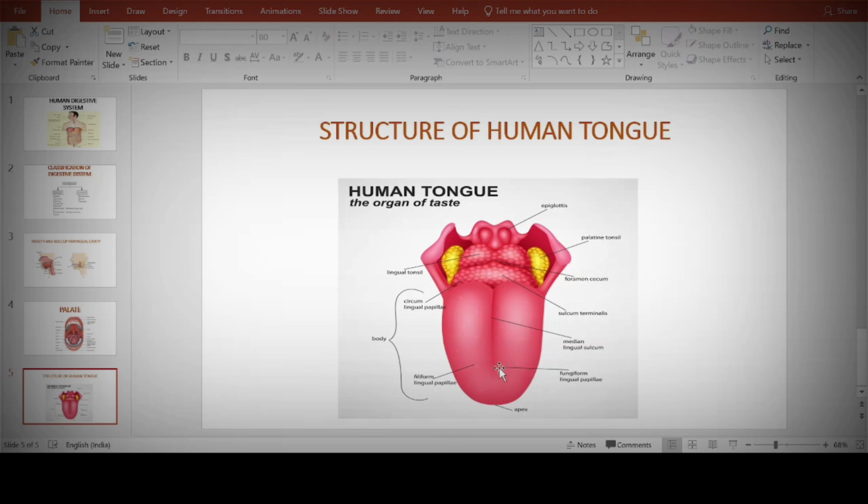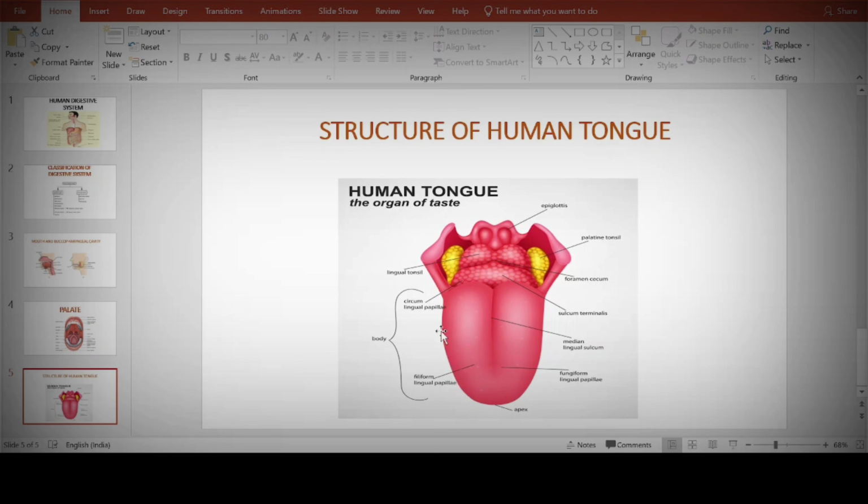Now, one very important thing to keep in mind in the context of NEET, and I'm reminding you students again and again: filiform papillae contain no taste buds. There are no taste buds present in filiform papillae. This is very important and you need to keep that in mind.